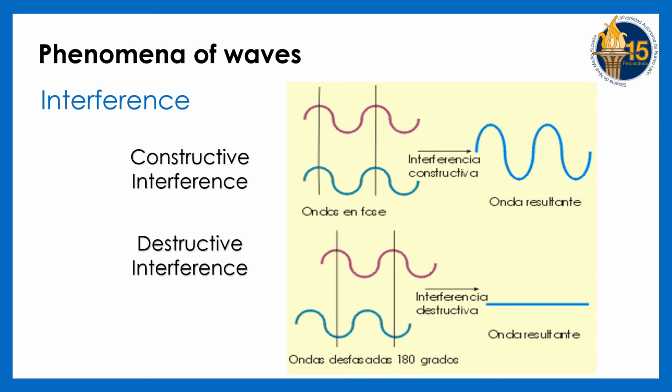Interference is a special case of superposition, when the waves that are superimposed have the same frequency and same wavelength. If the crests and troughs of the superimposed waves match, the resultant wave has a greater amplitude. We can say that these waves are in phase, and we call it constructive interference. But if the waves are in opposite phases, this is called destructive interference.